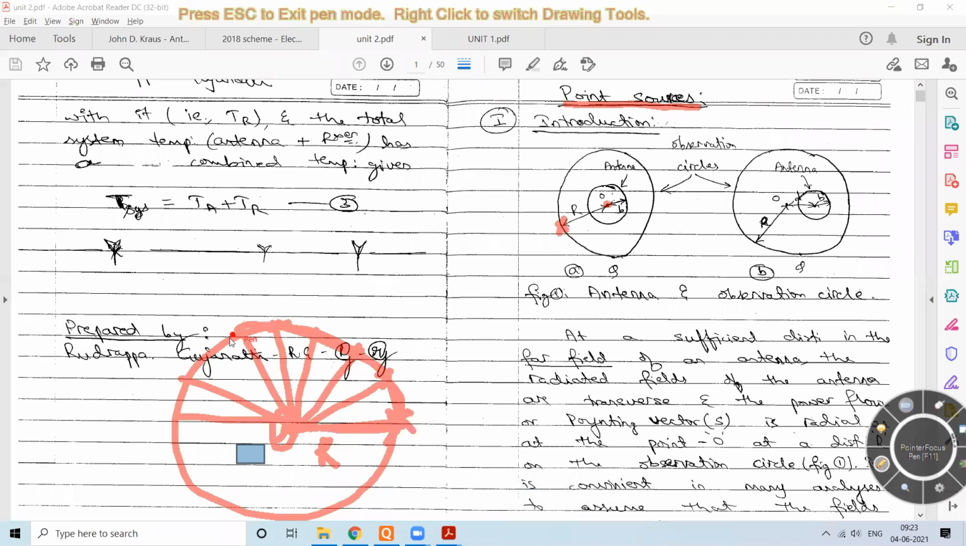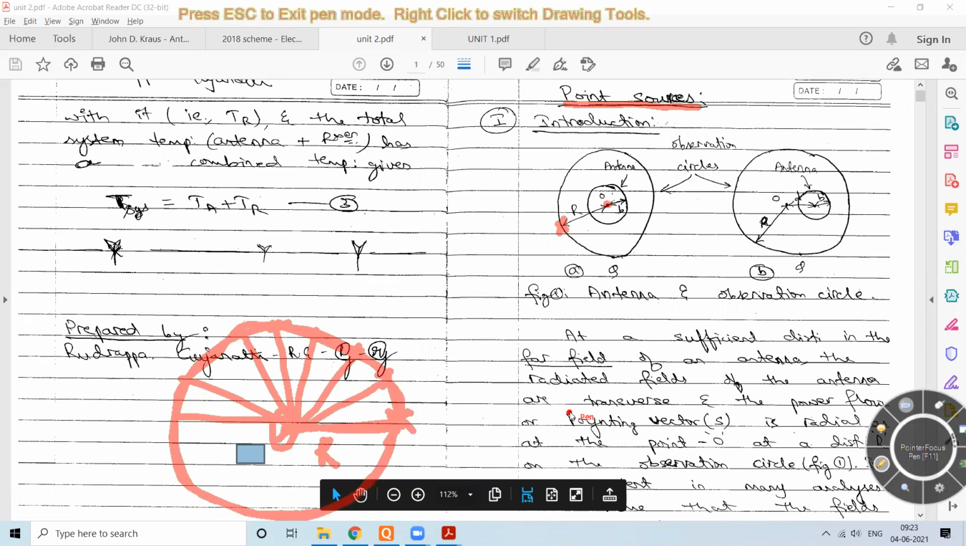This circle is nothing but the observation circle, on which I am noting down the radiation being emitted by this antenna. And since we are considering the far field, we consider that it is a point source. So this is one way of measuring the field values or the radiation values on the observation circle.